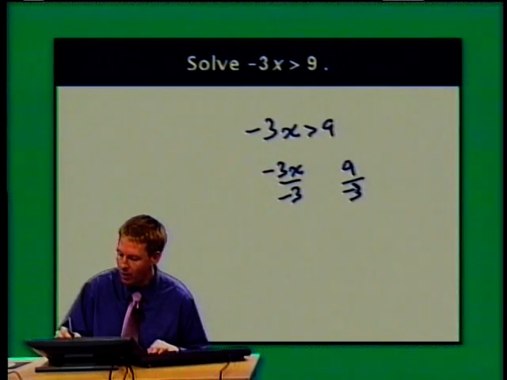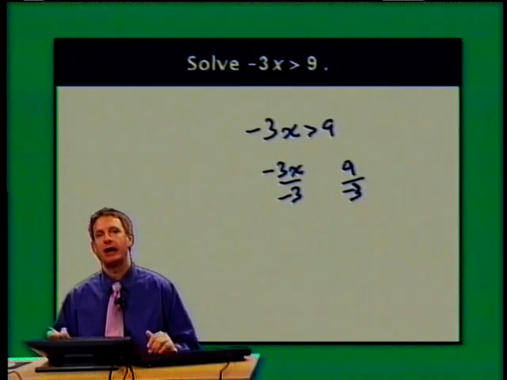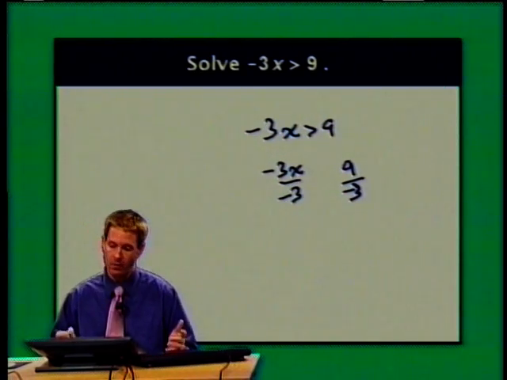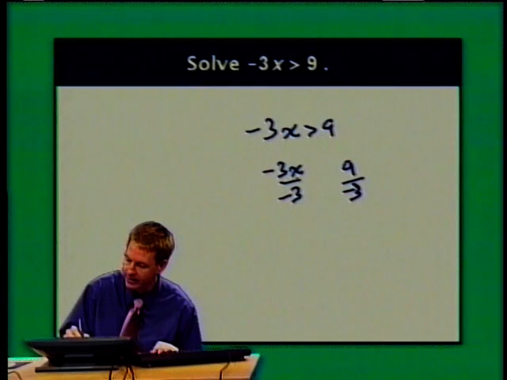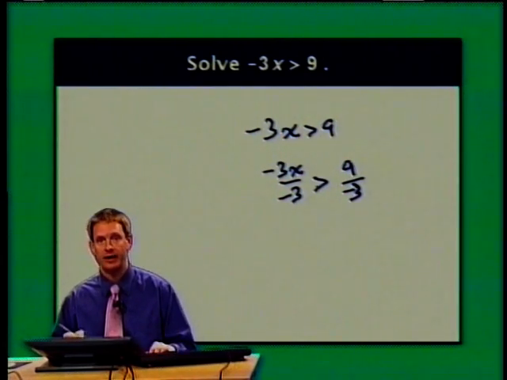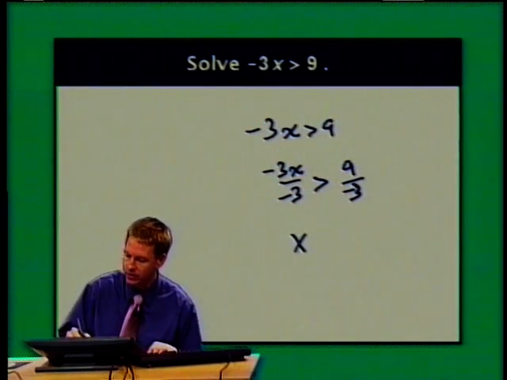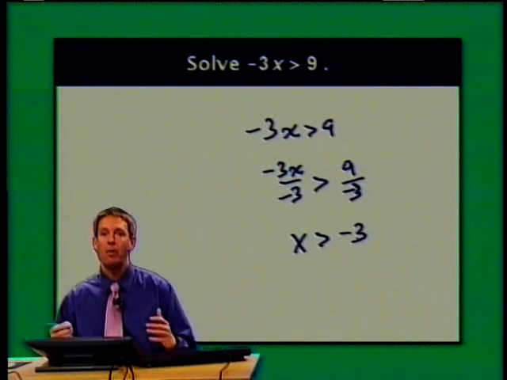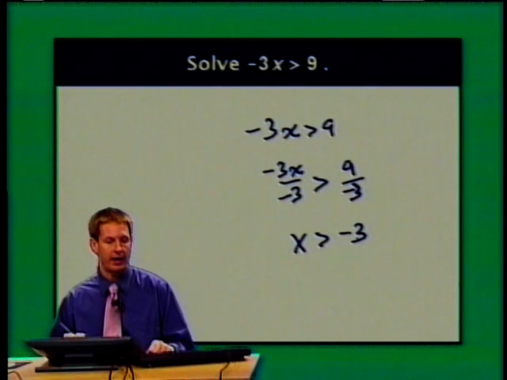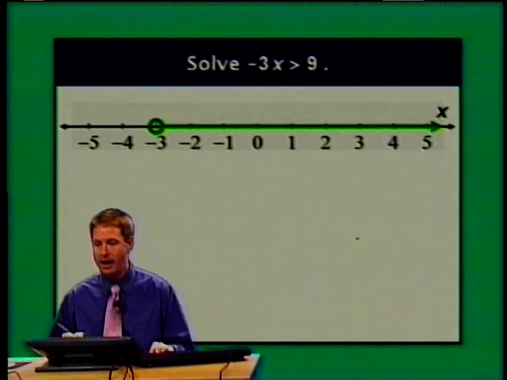Now some of you know what's going to happen, but I'm going to pretend like I've never encountered this topic before. And if I've never encountered this topic before, the natural thing to write here is that minus 3x over -3 is greater than 9 over -3. And this simplifies to the inequality x is greater than -3. So my proposed solution to this inequality is that x is greater than -3. So I've gone ahead and drawn my proposed solution set, all of the numbers to the right of -3.